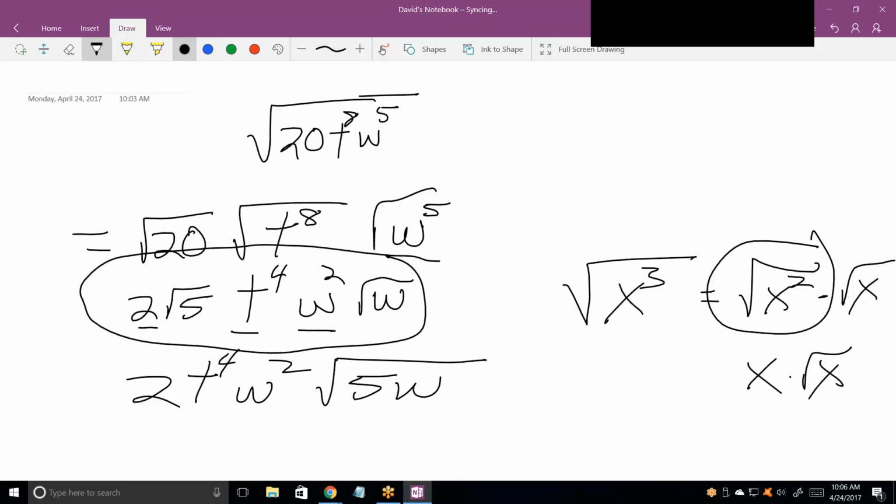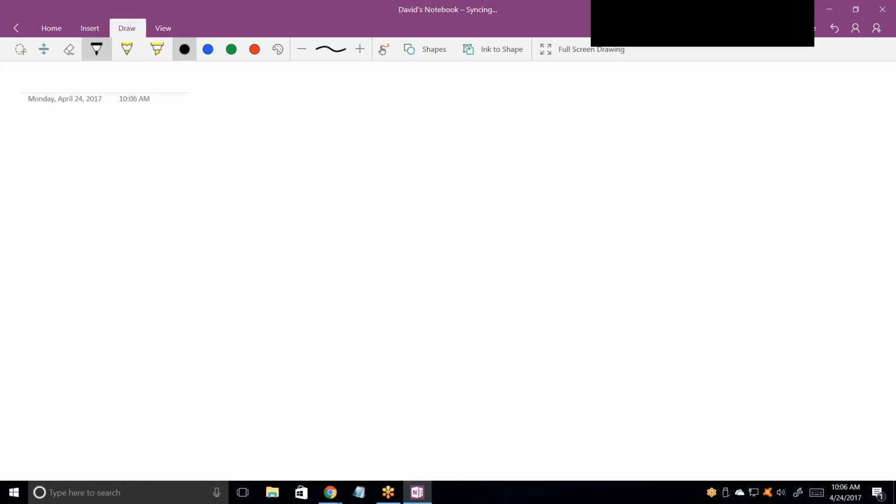Okay, this is factor by grouping, and I'm not good at that, so let's work on this one. So it's V times W plus 3 times W minus 2V minus 6.